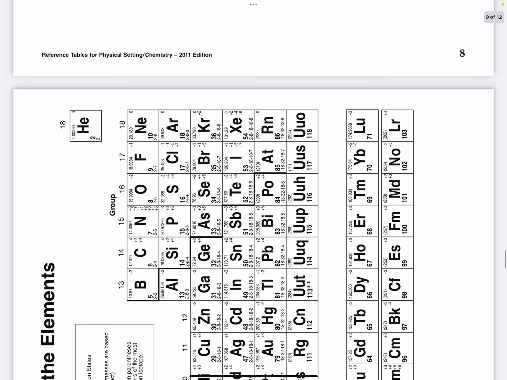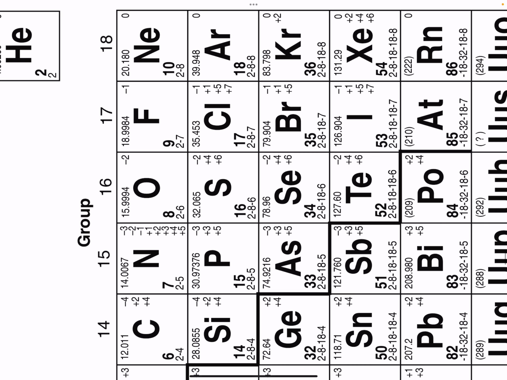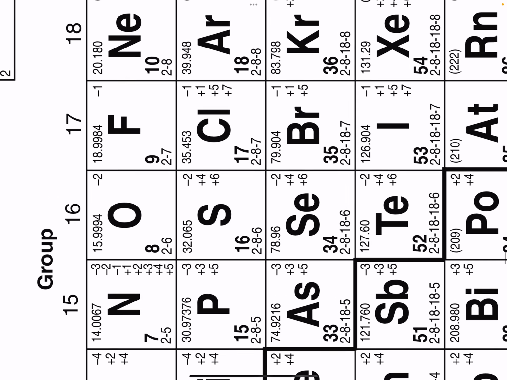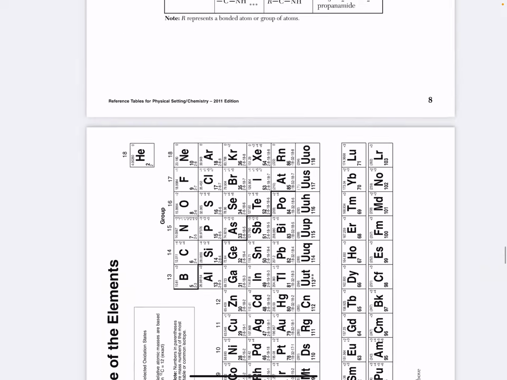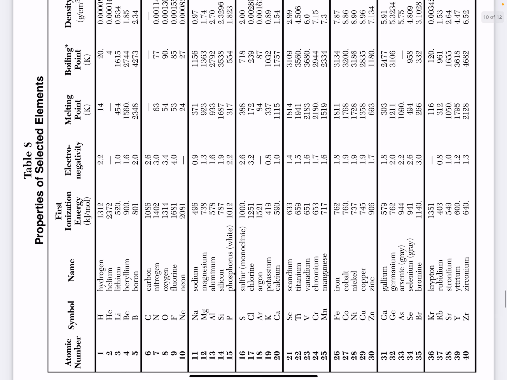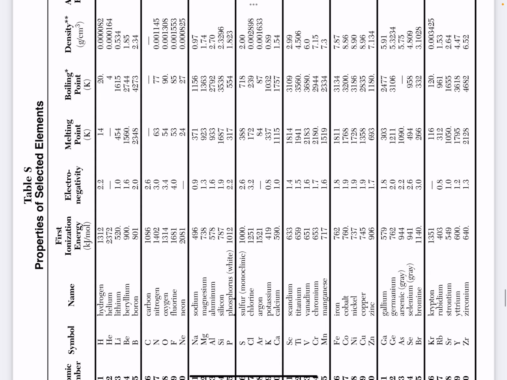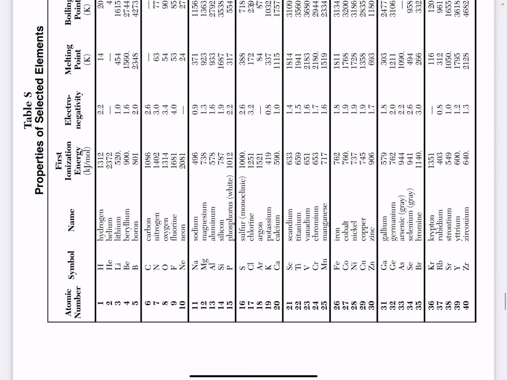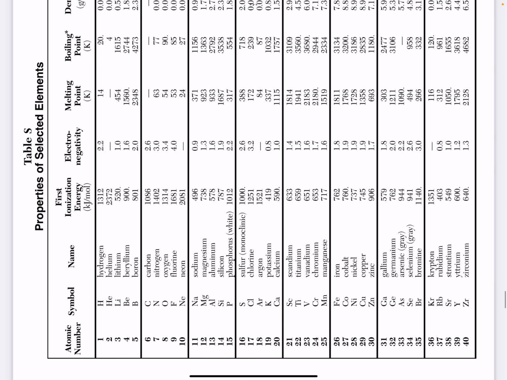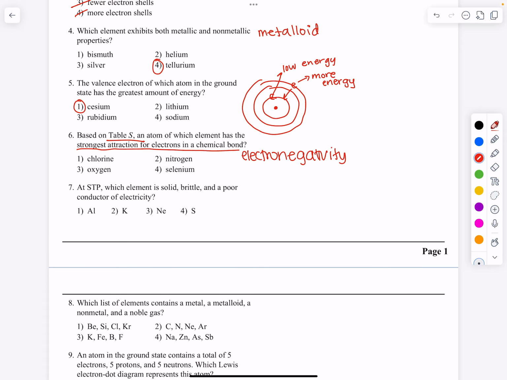Don't fall for the trap, right? I know we always know that fluorine is the most electronegative, so whatever's closest to fluorine is the highest, but we actually have both chlorine and oxygen as a choice. So we should look them up on table S. If you look up oxygen, it has an electronegativity of 3.4, and if we look up chlorine, it has one of 3.2. So oxygen actually has the greater electronegativity than chlorine.